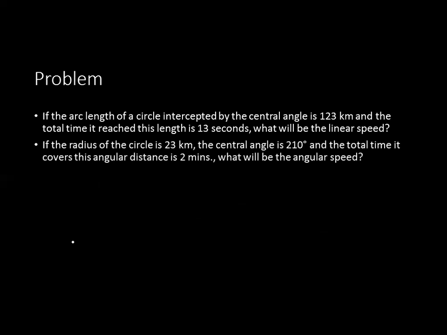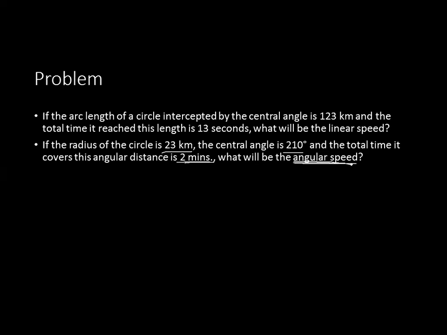If the radius of the circle is 23 kilometers, the central angle is 210 degrees, and the total time it covers this angular distance is 2 minutes, what will be the angular speed? So let's take a look at the given. We have the radius, which is 23 kilometers, and the central angle, which is 210 degrees. So here you already have the idea that maybe you're going to find the angular speed, right? And the total time it covers this angular distance is 2 minutes. Now, what will be the angular speed?